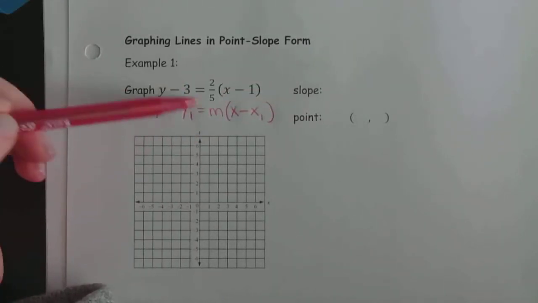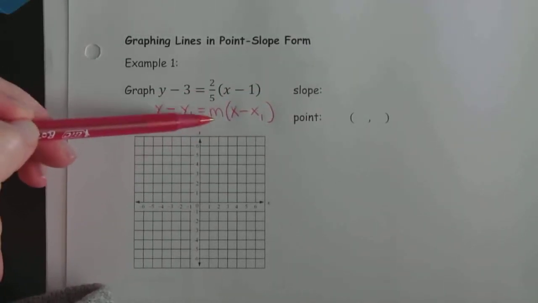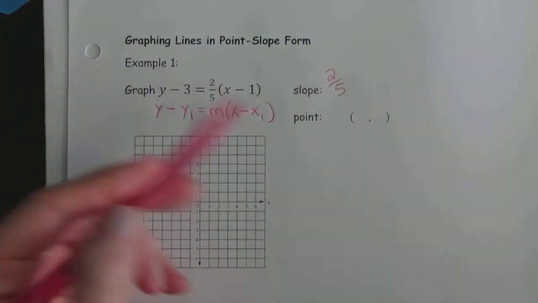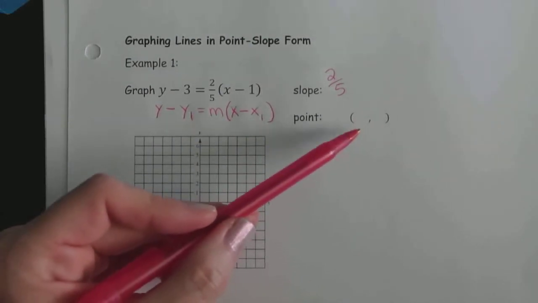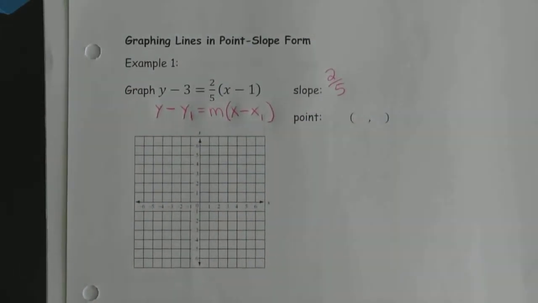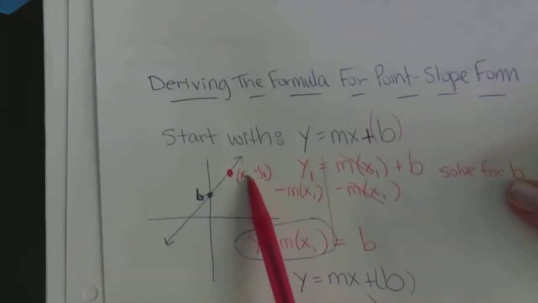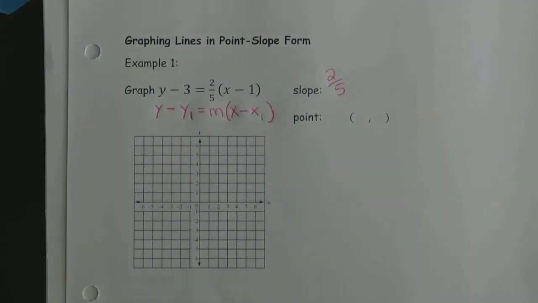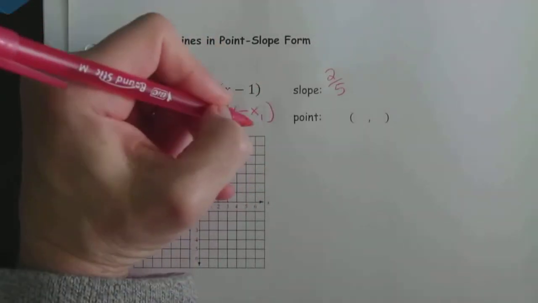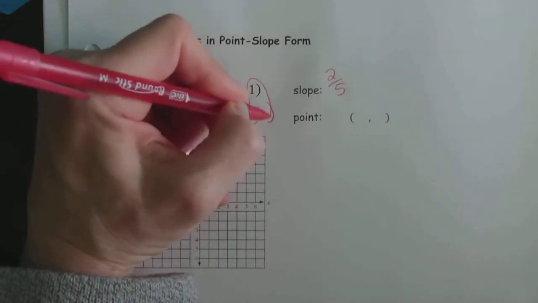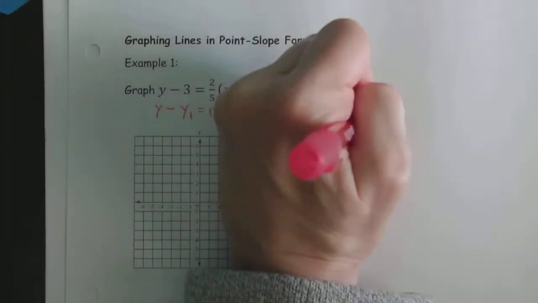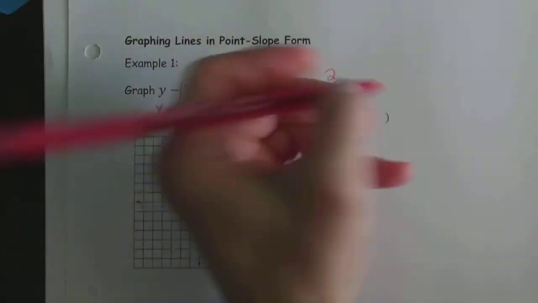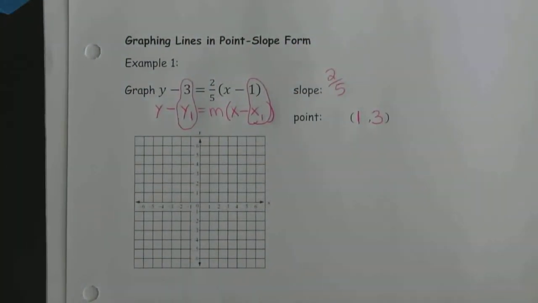So let's go ahead and identify some key components of this graph. First off, the slope. Well, the slope is the m, and to me that's looking like 2 over 5. So I'm going to write 2 over 5 for my slope. And now my point. The point that's on the line. And if you remember back to when we derived it the other day on the video, the point that's on the line is x sub 1, y sub 1. So picking that out from this, I can see that my x sub 1 is 1. And my y sub 1 is 3. So 1, 3.